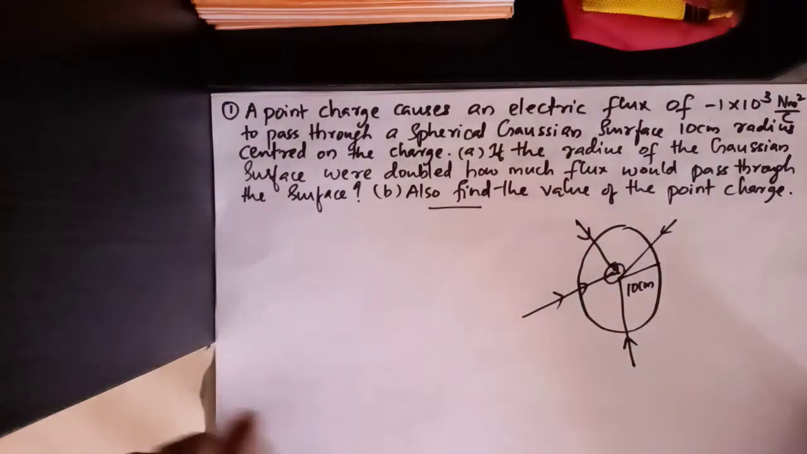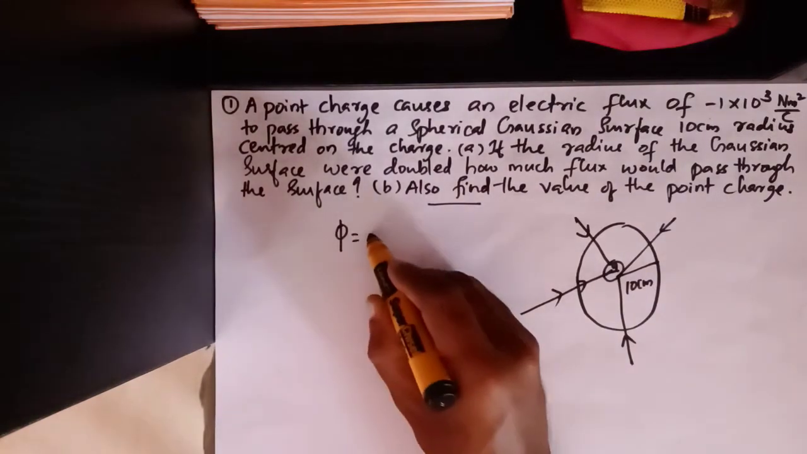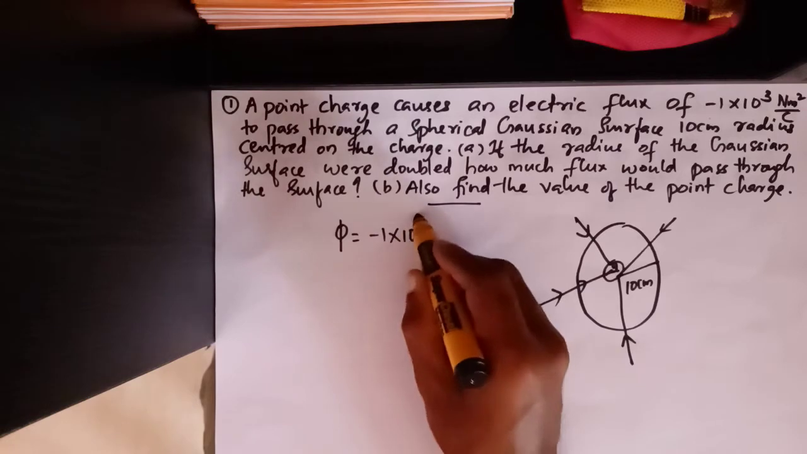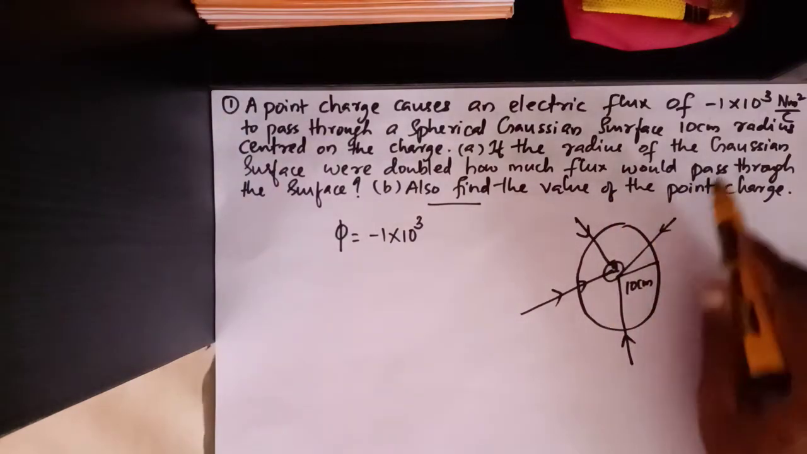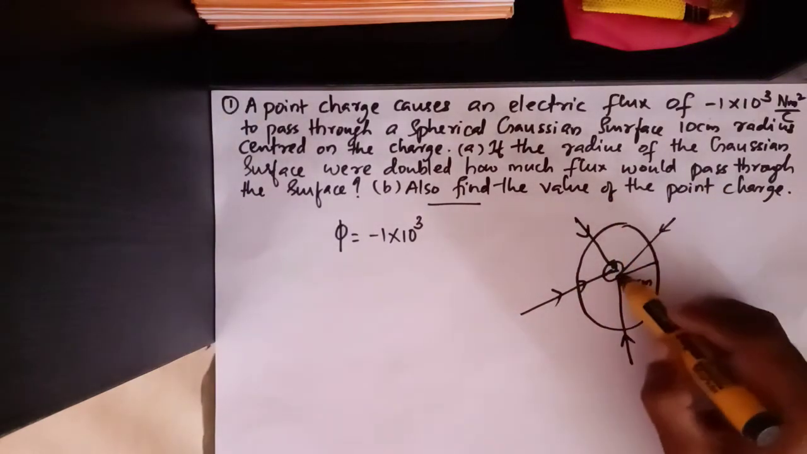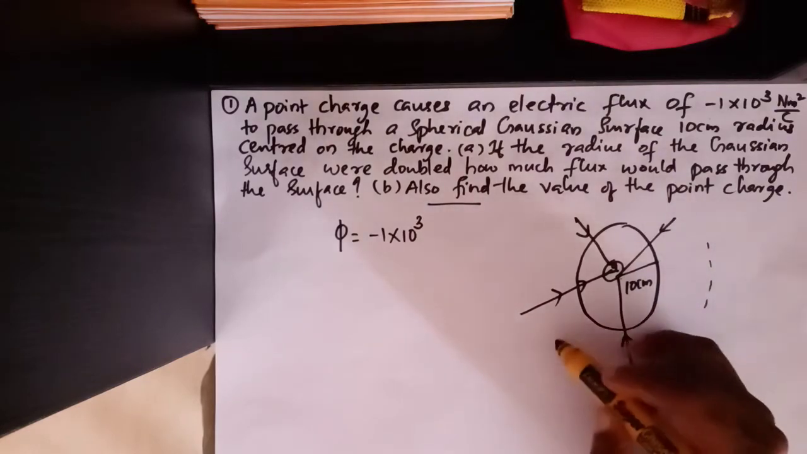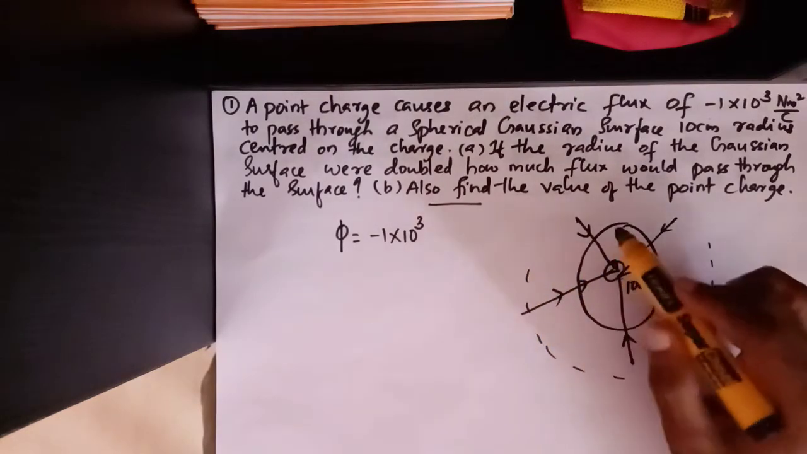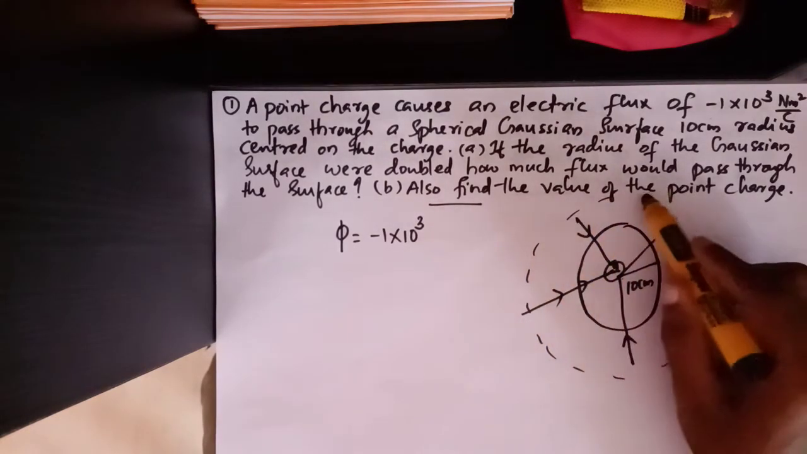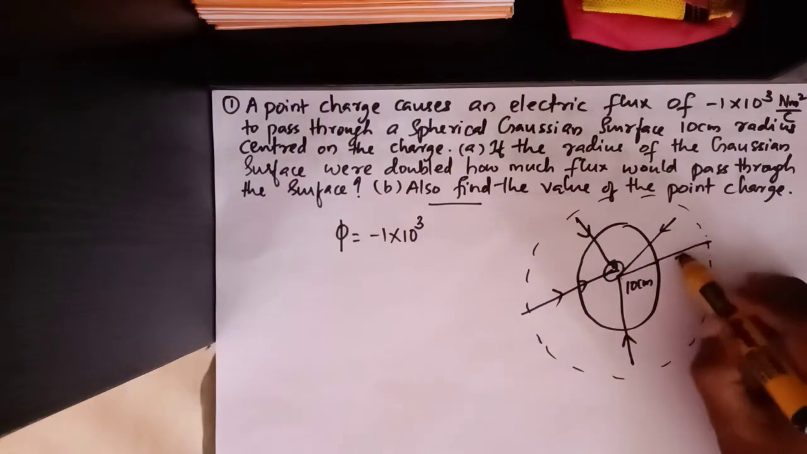Okay, so we have the flux. What is the value of the flux? The flux phi is equal to minus 1 into 10 raised to 3. This is the value of the flux. Okay, now what do we need to find? First one: if the radius of the Gaussian surface is doubled. If this radius, this is 10, if we make this 20, if I draw a new Gaussian surface like this, having a radius of 20 centimeter, the question is how much would be the flux passing through the surface?